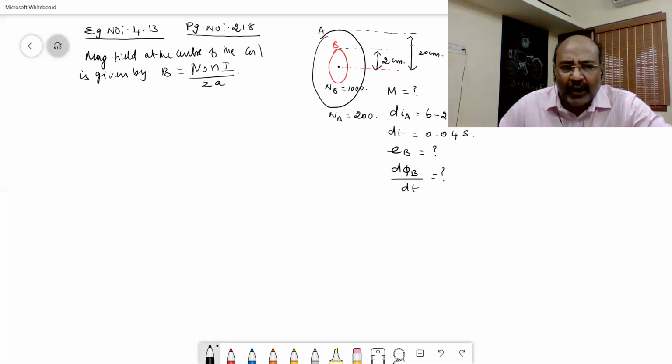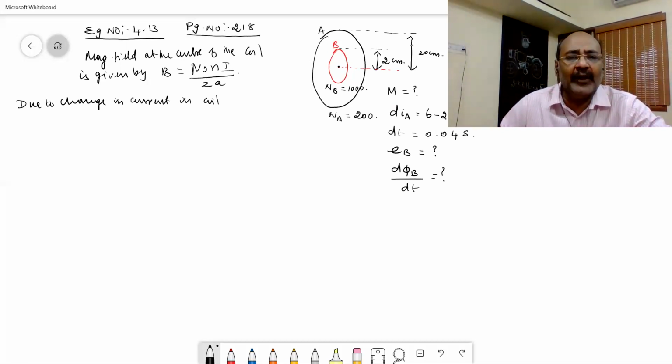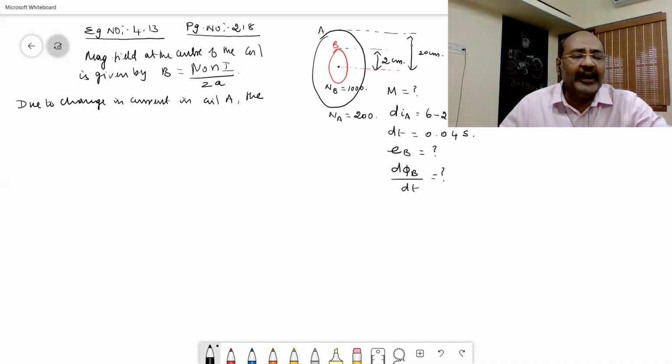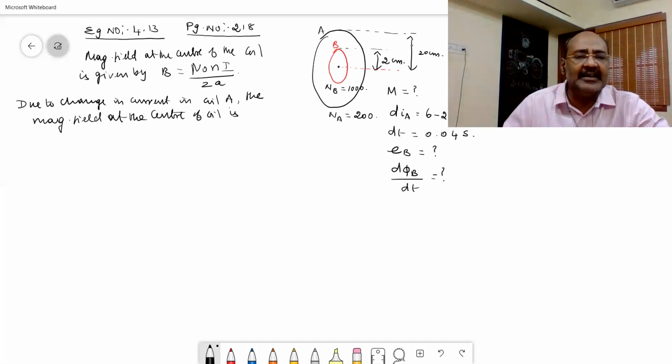See, but now I am writing like this: due to change in current in coil A, the magnetic field produced at the center of the coil. So the magnetic field at the center of the coil is B is equal to, so you substitute mu0 into number of turns, I can write number of turns available as Na.